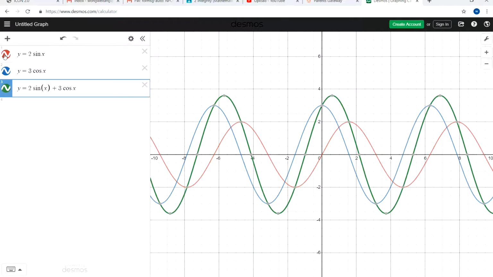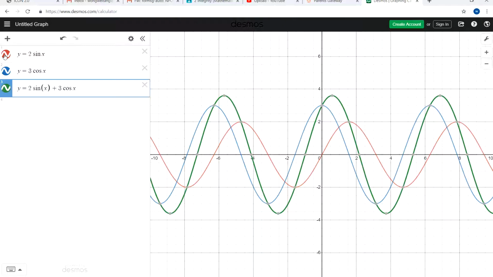The green color one. How do we describe this green graph? Is it periodic? Yes. The period, the distance between these two peaks, is it a constant? Yes. What about the amplitude? Is the maximum value constant? Then the minimum, is it constant?